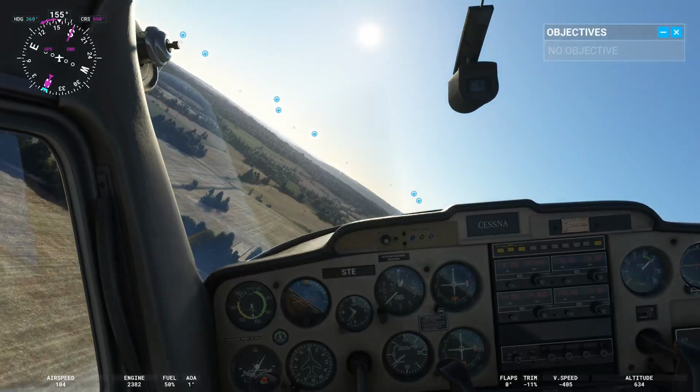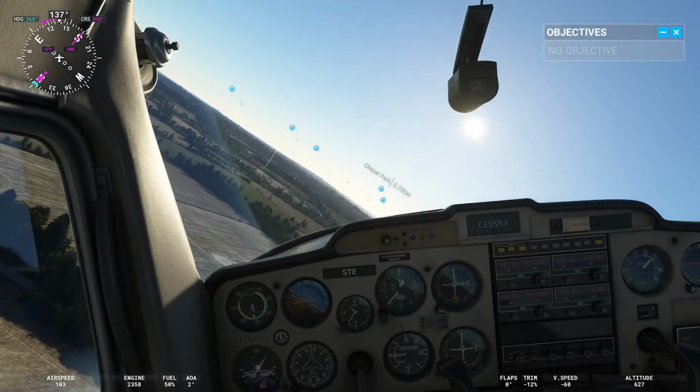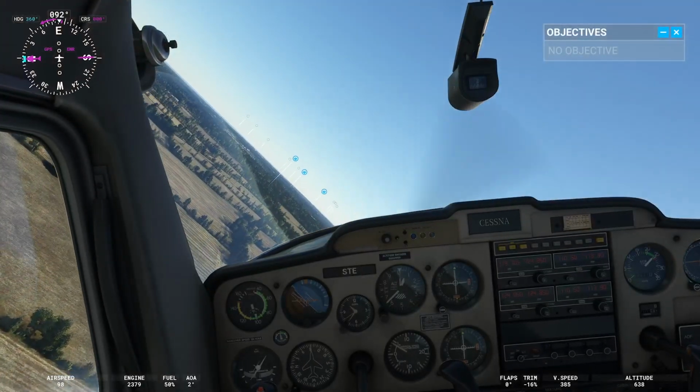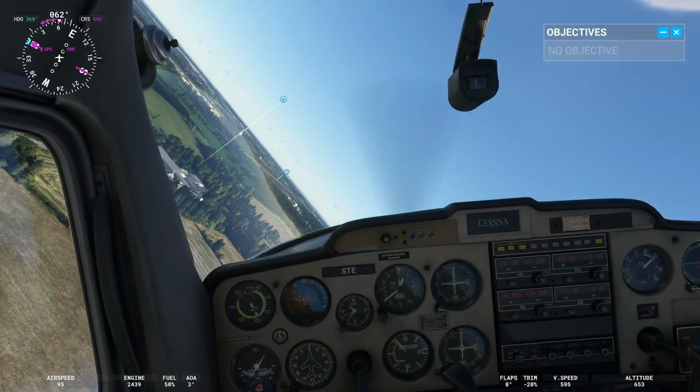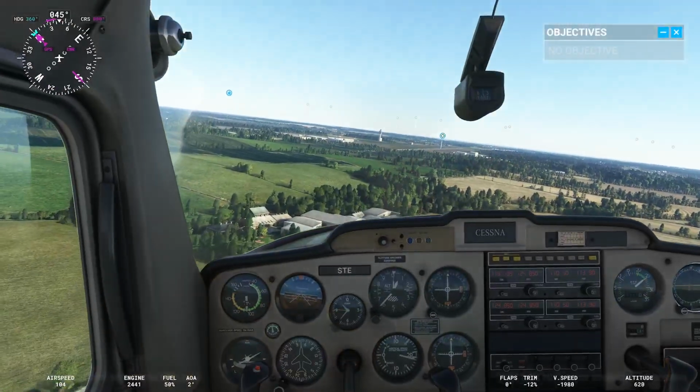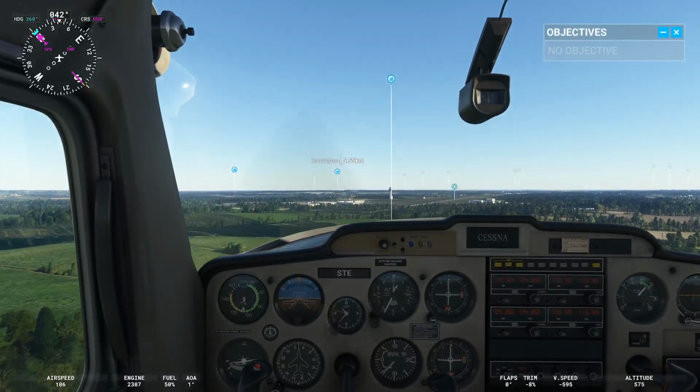So they've got quite a high rate turn going on. And we don't have to worry about stalling. Okay, and there's Newcastle again.